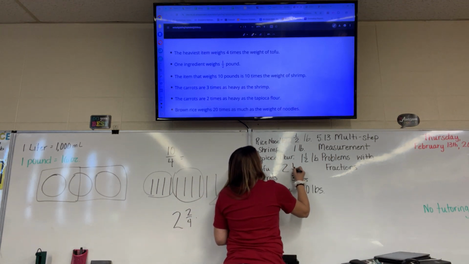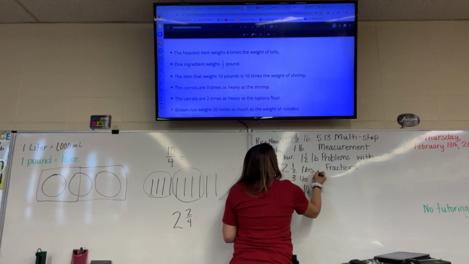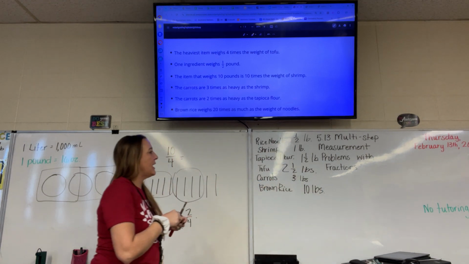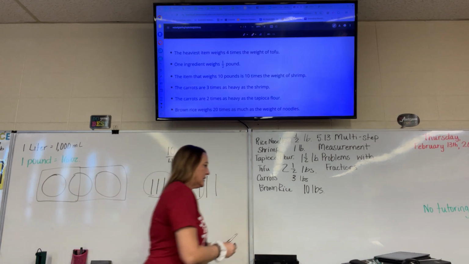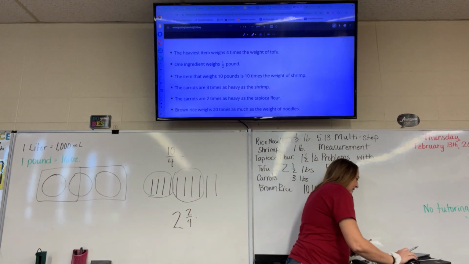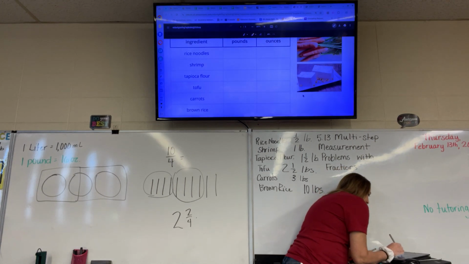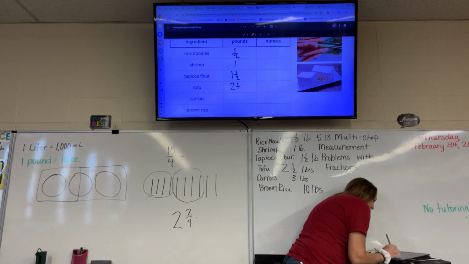Does that fit? Yes. Okay, so we've got a 1/2 pound, a whole pound, 1.5 pounds, 2.5 pounds, 3 pounds, 10 pounds. All right, so let's put all those in, and then we've got to change them into ounces. So, 1/2 pound, 1 pound, 1 1/2 pounds, 2 1/2 pounds, 3 pounds, 10 pounds.